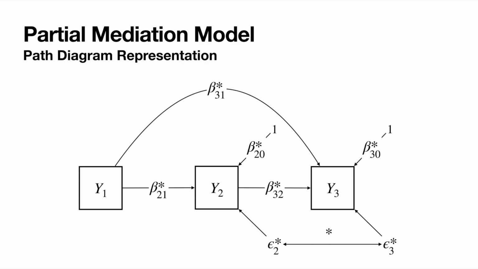Next, let's look at what are called mediation models. And so here is a path diagram for what's called a partial mediation model. Notice first that we have 3 response variables, y1, y2, and y3. They're each enclosed in squares, and so that tells us that each of these variables is a manifest variable, an observable variable.